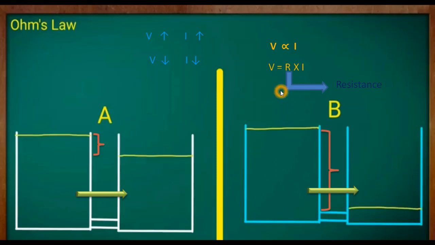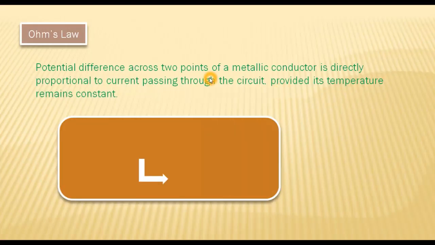Now, this is what Ohm's law says. Ohm's law is given by Sir George Simon Ohm, and Ohm's law gives us a relationship between current and potential difference. Now, as per Ohm's law, potential difference across 2 points of a metallic conductor is directly proportional to the current passing through the circuit, provided its temperature remains constant.